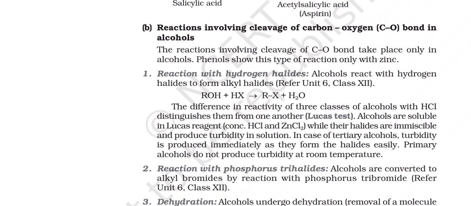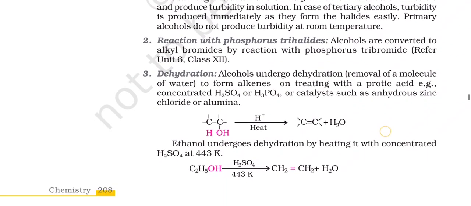The difference in reactivity of the three classes of alcohols with HCl distinguishes them from one another. Alcohols are soluble in Lucas reagent while their halides are immiscible and produce turbidity in solution. In the case of tertiary alcohol, turbidity is produced immediately as they form the halides easily. Primary alcohols do not produce turbidity at room temperature.